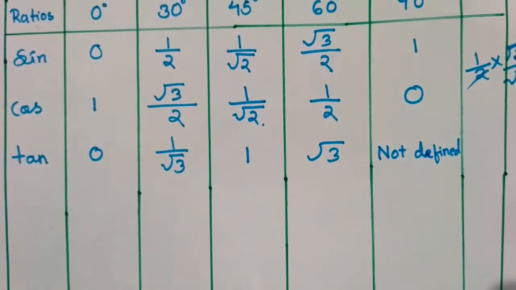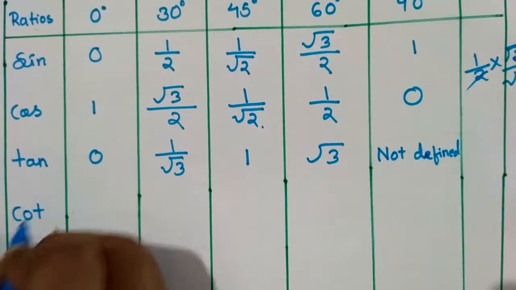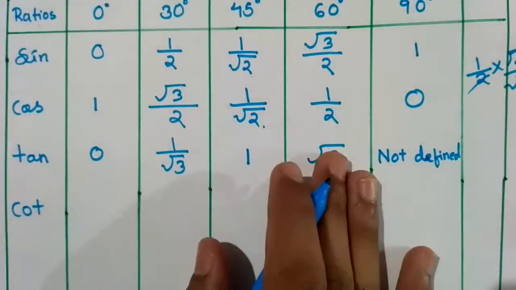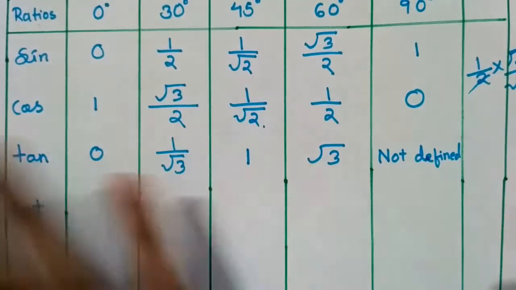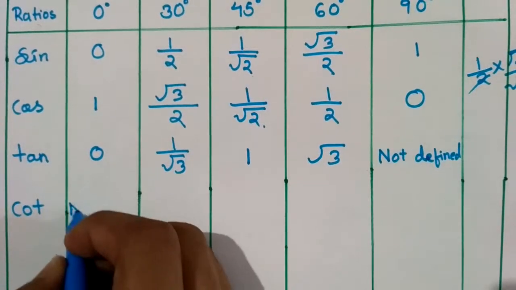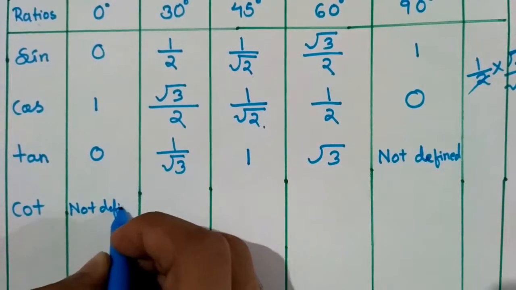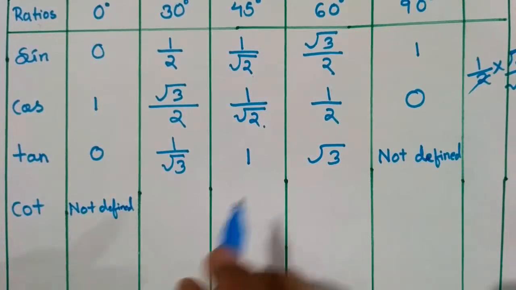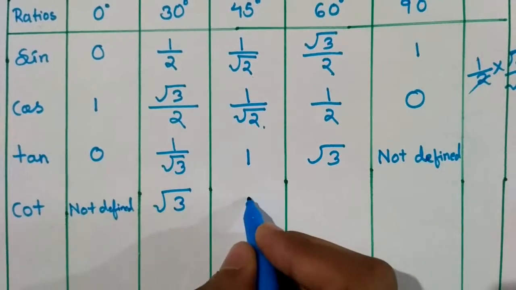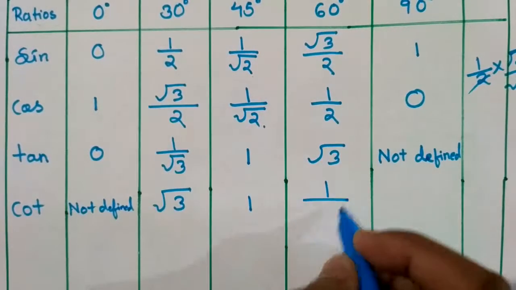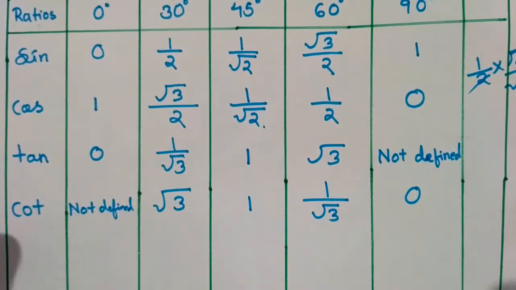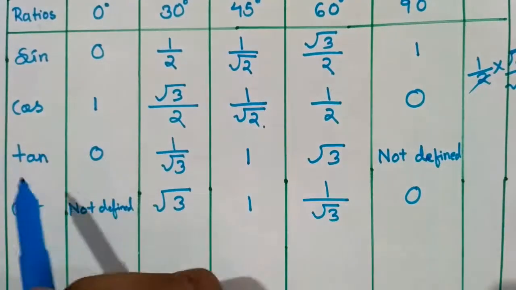Now after tan, it will come to cot. The same process you will do. Not defined will come here, root 3 will come here, 1 by root 3, just the opposite. As in sine and cos, the same in tan and cot. Now here it will be not defined. Friends, it's a very easy process. If we remember it, we will get good marks in trigonometry. Root 3 will come here, 1 will remain the same. Now 1 by root 3 and 0, here it will be again 0. Now sine, cos, tan and cot are over.